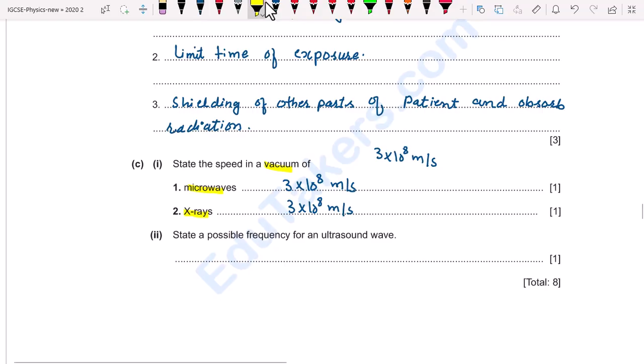Part 2. State a possible frequency for an ultrasound wave. So the human ear can respond to frequencies between 20 and 20,000 Hz. But a frequency above 20,000 Hz is actually an ultrasound wave. So the frequency for an ultrasound wave is greater than 20,000. The hertz is the unit of frequency.